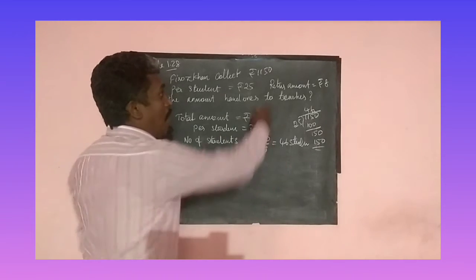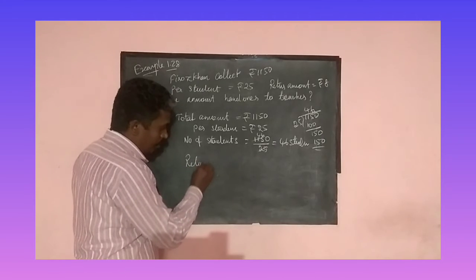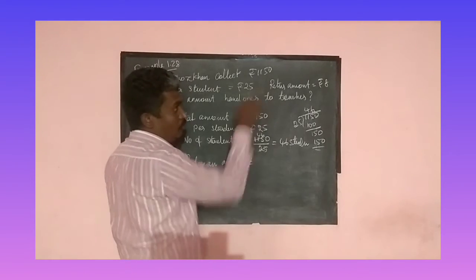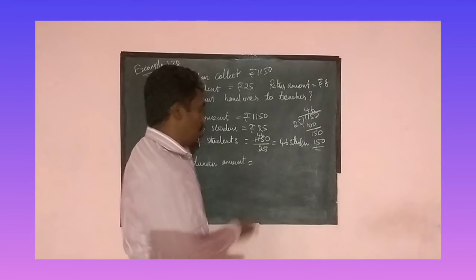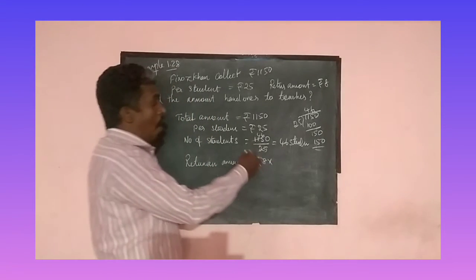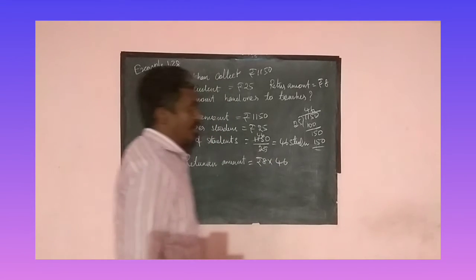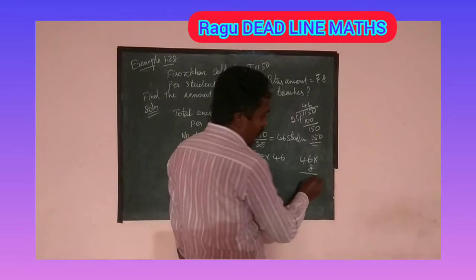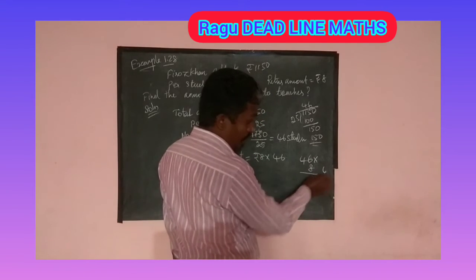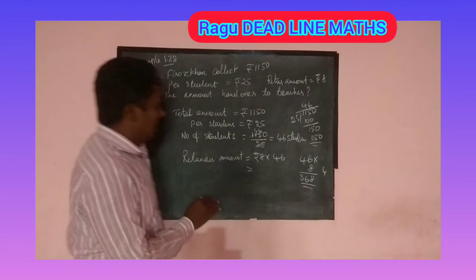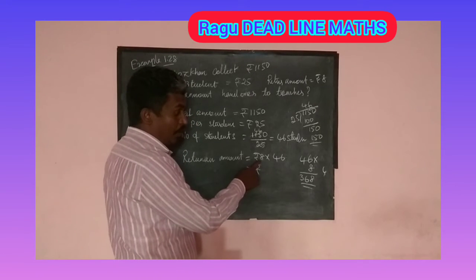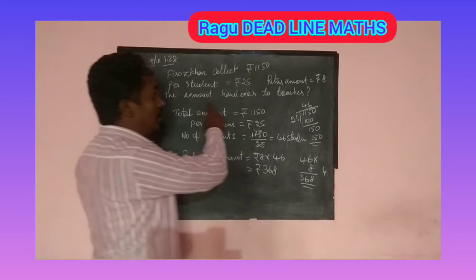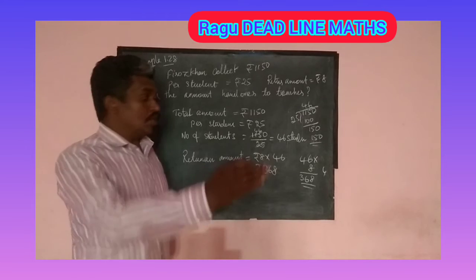Okay, so he returned the amount. Per student, he gave 8 rupees, and the total number of students is 46. So 46 into 8. 6 8s are 48, write 8 and carry 4. 4 8s are 32, plus 4 is equal to 36. So the total returned amount is 368 rupees. But the question is to find the amount he handed over to the class teacher.